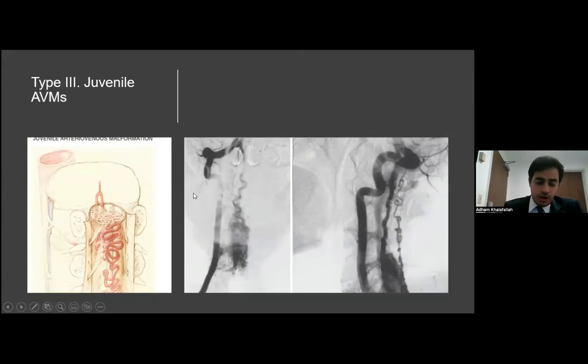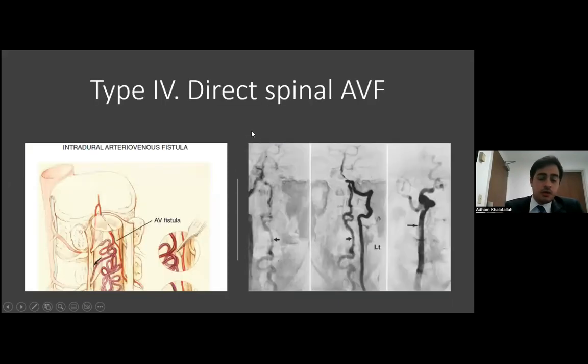And you can see here as well the angio showing this diffuse nidus across the whole part. And the last type, which is type 4, which is a direct spinal AV fistula, which now also has many other names, including the perimedullary AVFs or the intradural arteriovenous fistula. And this is a direct connection that comes between the anterior spinal artery and the coronal venous plexus. So at this point, you're inside the dura.